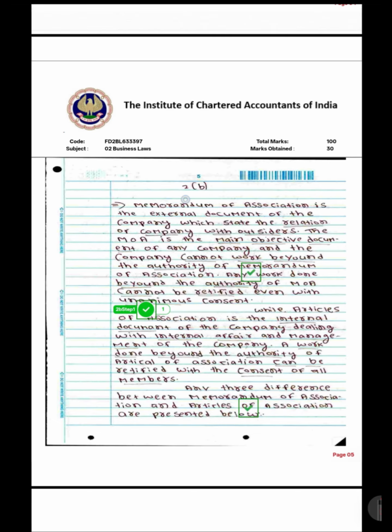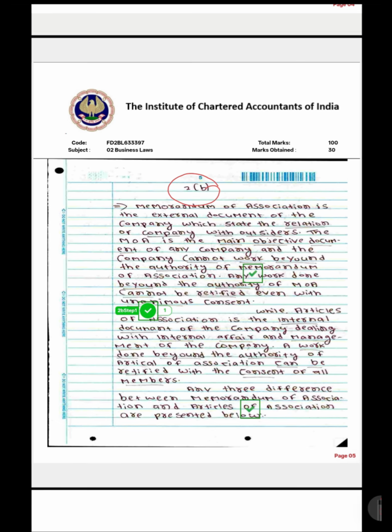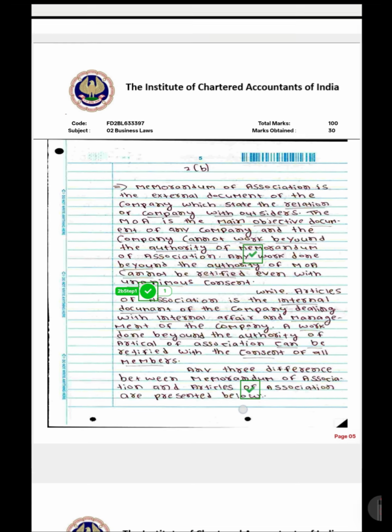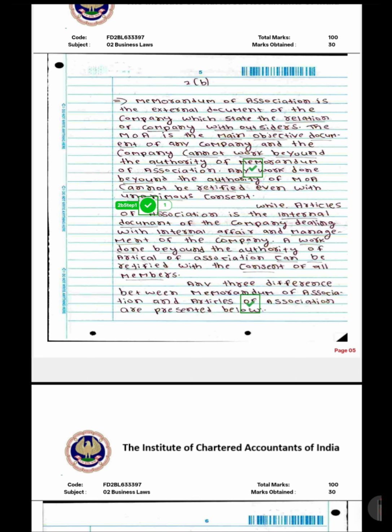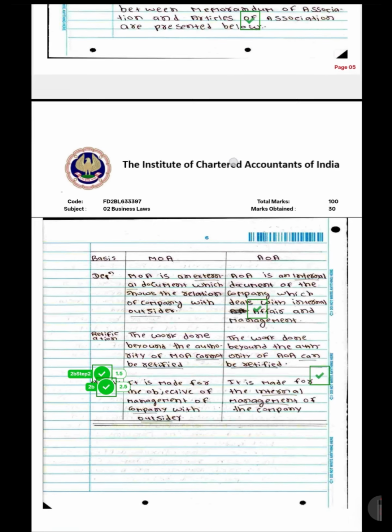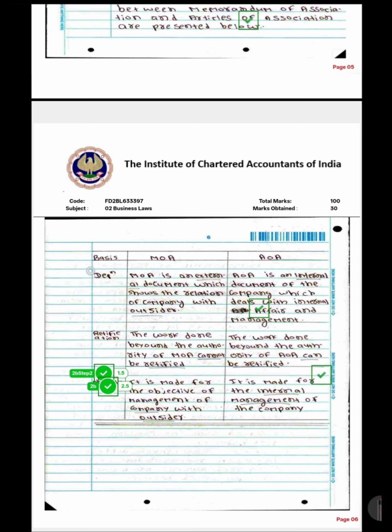And then I went to question number 2. In question number 2 the question was about the memorandum and articles and the difference between them. In the first instance I wrote the explanation about the memorandum and then the articles, and then I started with the differences. As the question had stated to write only 3 differences, I wrote only 3 differences using the basic columns, MOA and AOA, and explained them.